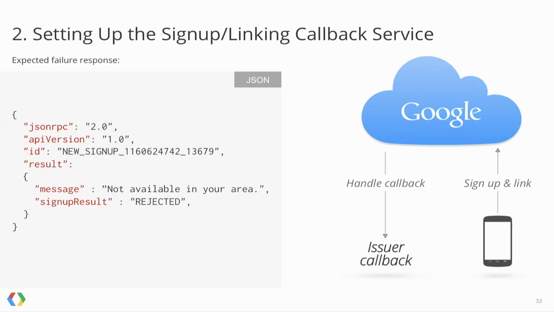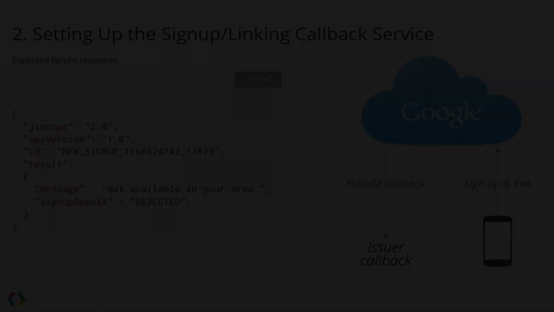For a failure response, this is a typical failure response. We have a sign-up result, which in this case was rejected, and the message indicating why it was rejected. So let's go through and take a look at an example callback service.